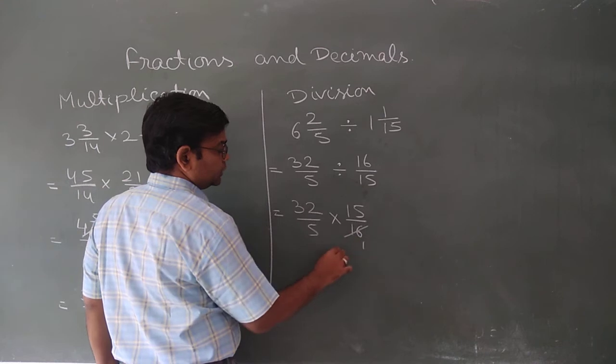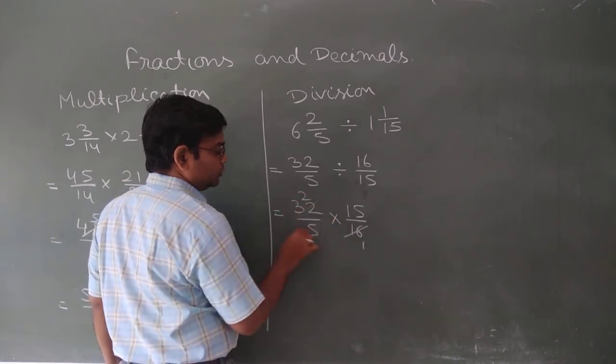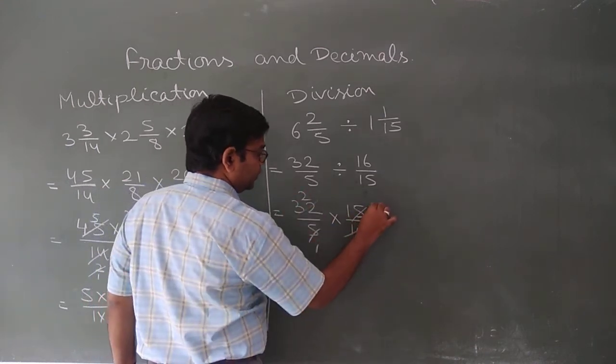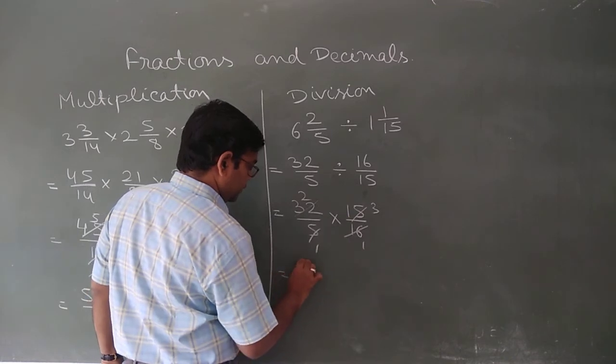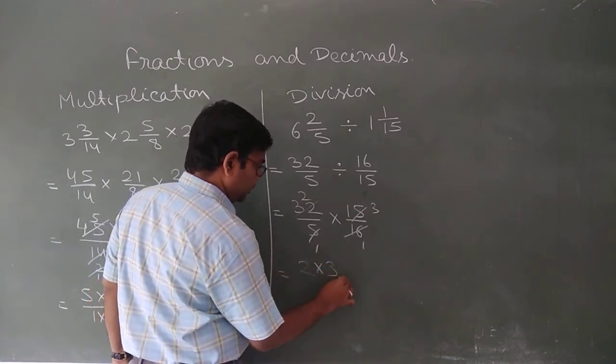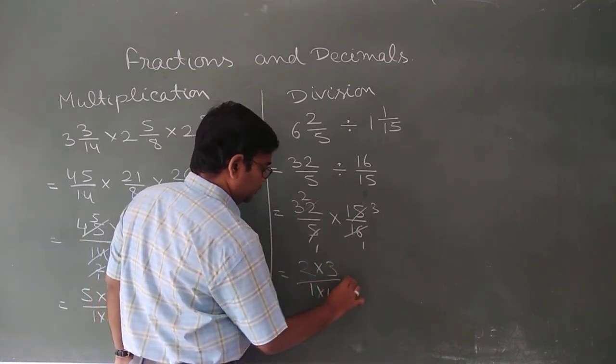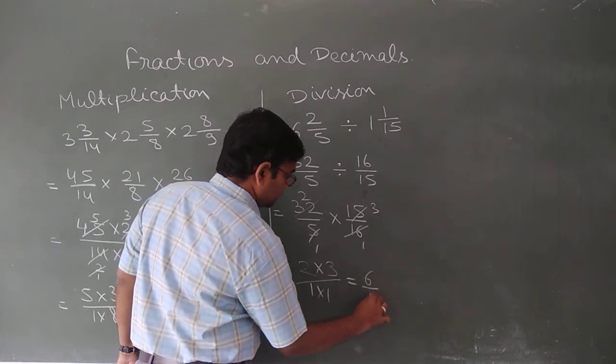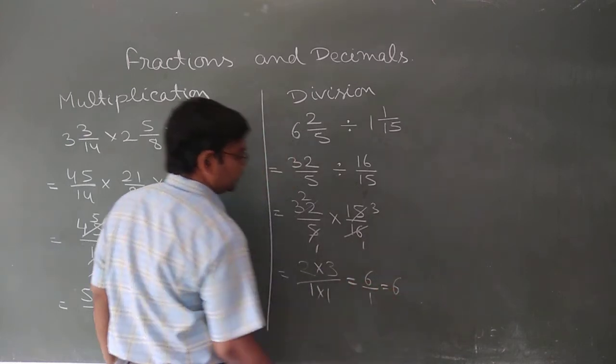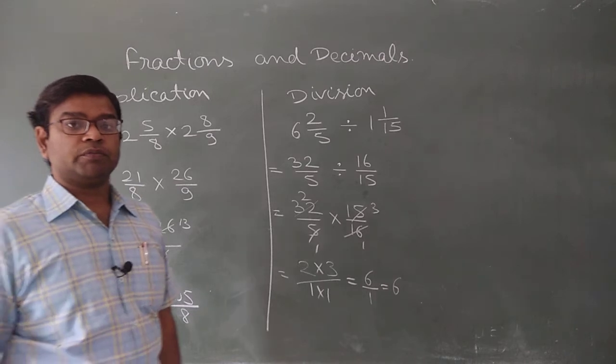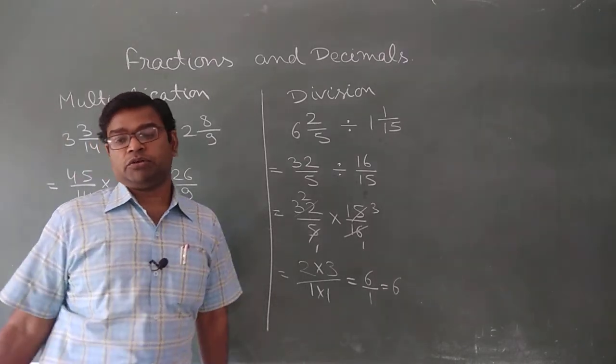So 16 1s are 16, 16 2s are 32, 5 1s are 5, 5 3s are 15. So we can easily write 2 into 3 divided by 1 into 1, or ultimately we can write 6 upon 1, that is your 6. Hope this one is clear to you. Now move to the next question.